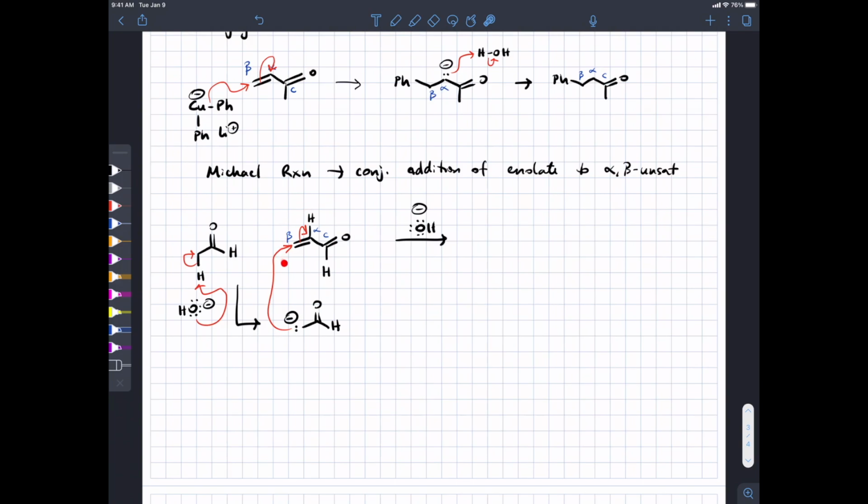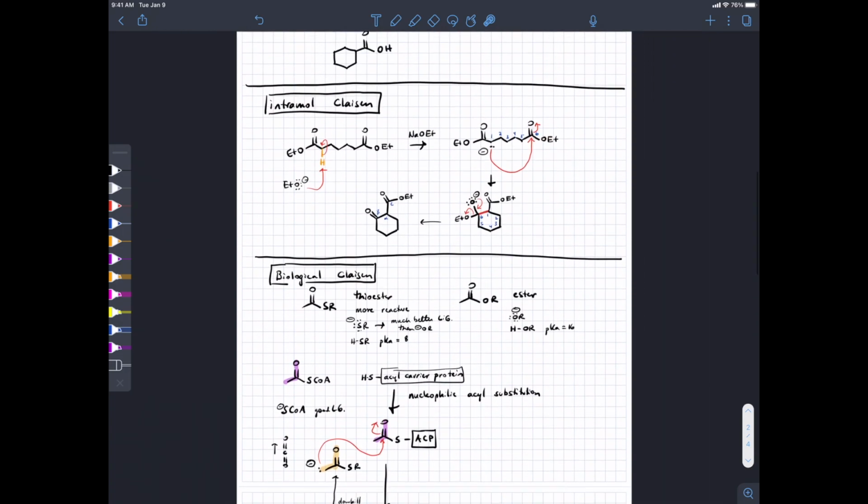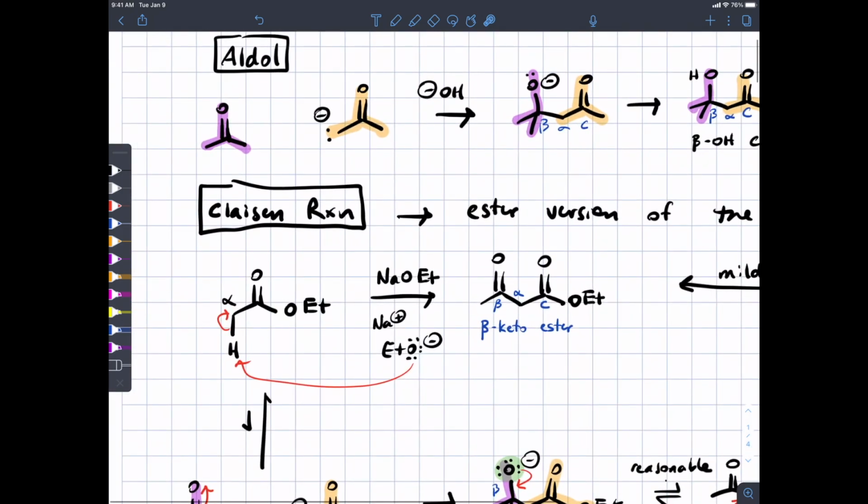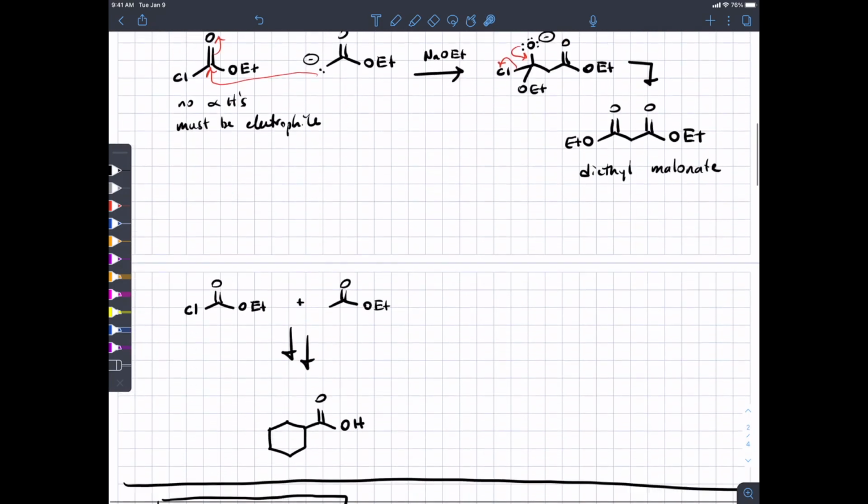Another thing is, it's a decent rule of thumb that if one of your reactive partners is an alpha-beta unsaturated carbonyl compound, an enolate is going to react with the beta carbon. Of course, in the regular aldol reaction, there is no alpha-beta unsaturated partner, so the only thing that can be attacked is the carbonyl carbon.